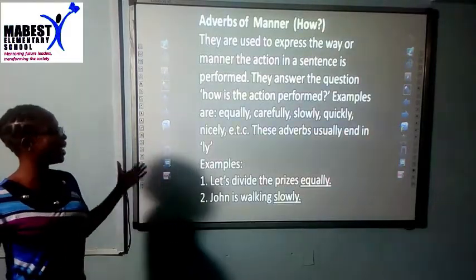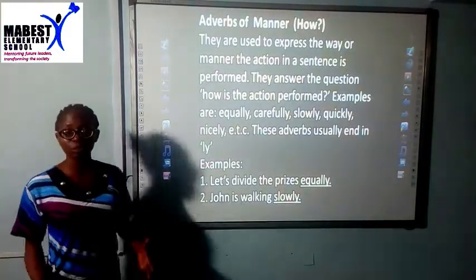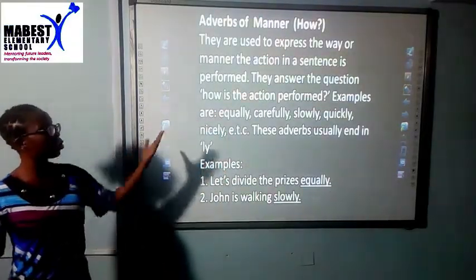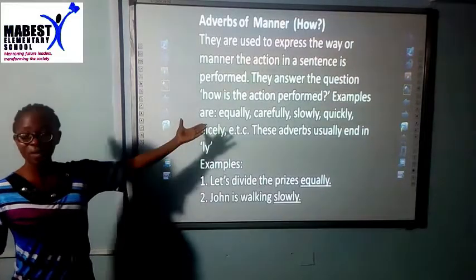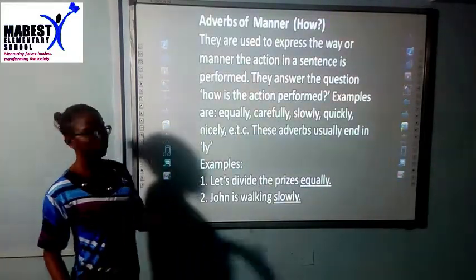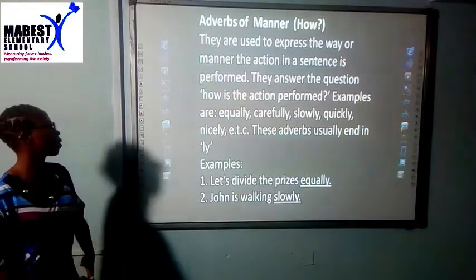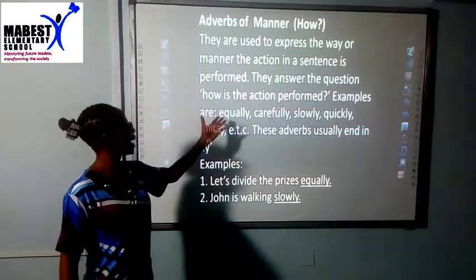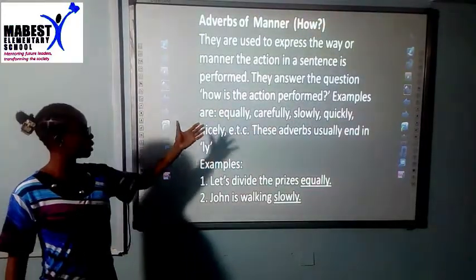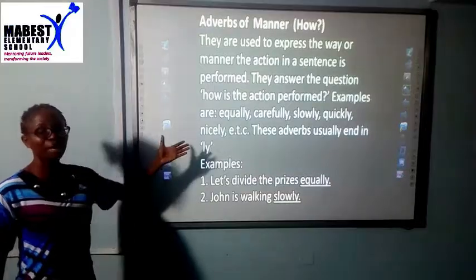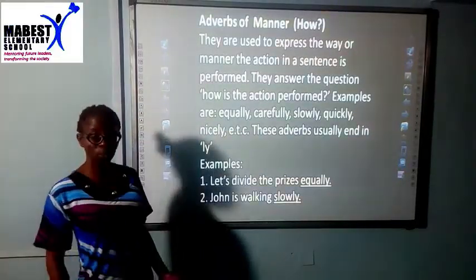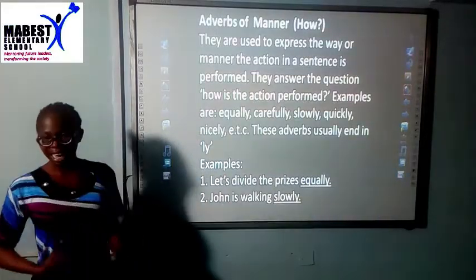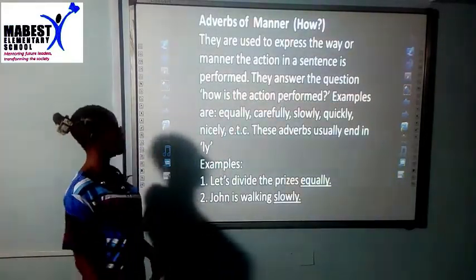These adverbs usually end in "ly." Yes, most of these adverbs usually end in "ly." Like, you can see here: equally, carefully, slowly, quickly, most of them end in "ly." So, anytime you come across words that end in "ly," most of them fall under adverbs of manner, which tell us the way in which an action in a sentence is being performed.